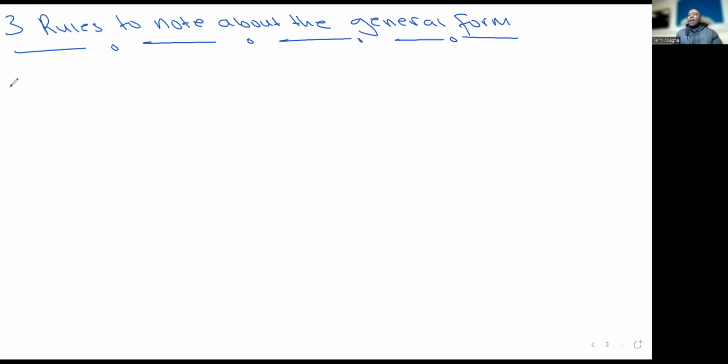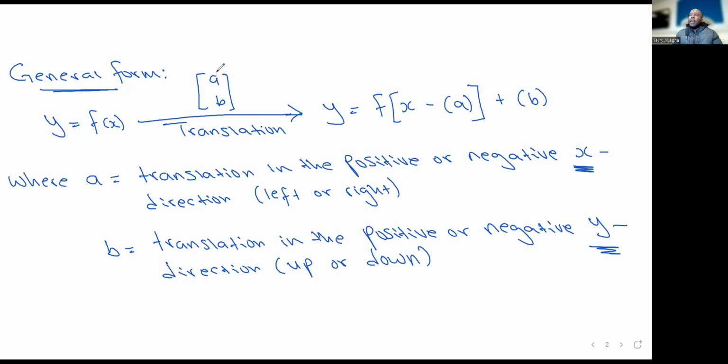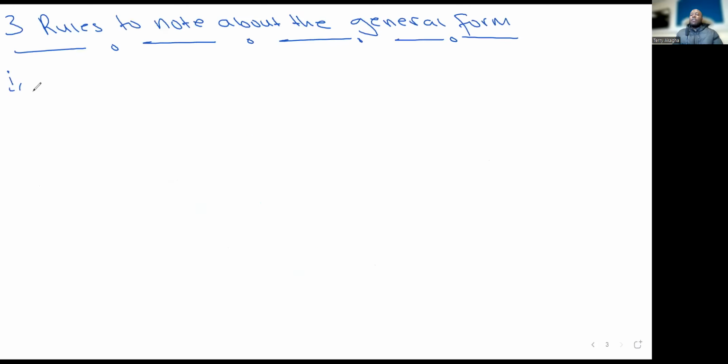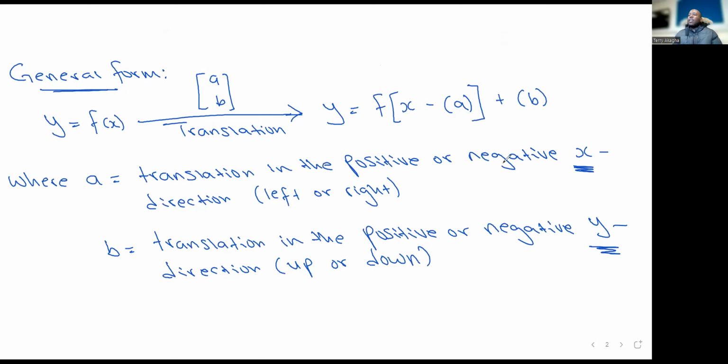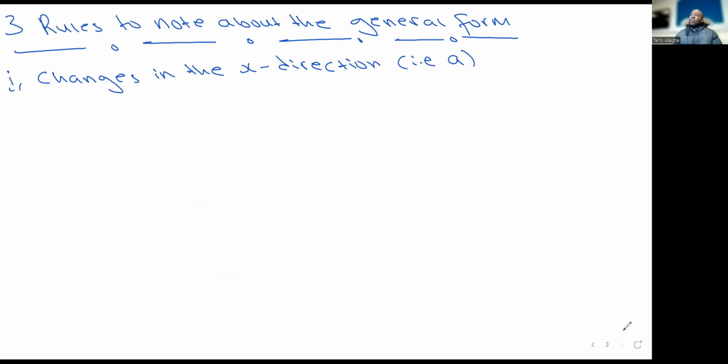Now, the first thing is that I'm going to start with the changes with A, okay? How does A affect the general form? So the first thing I'm going to talk about is the changes in the X direction. So that means I'm referring to A, all right? Remember I told you it's about changes in the X direction. That is A, okay? So when you want to solve questions with translation that talks about changes in the X direction, there are 2 possible answers you could get.